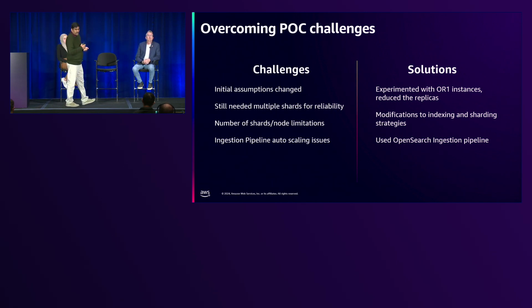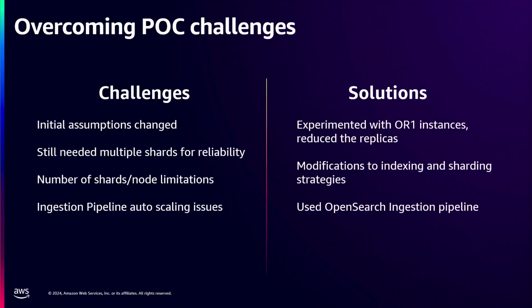So that did not work out. That means we need to retune our sharding strategy and ingestion pipeline. What happened was we faced a lot of issues with the initial ingestion pipeline because of the scale at which we are trying to ingest versus the kind of tuning which AWS would have done.